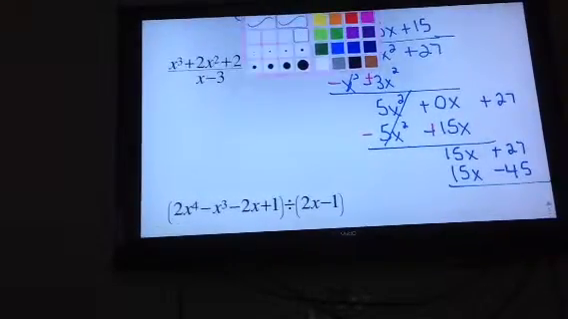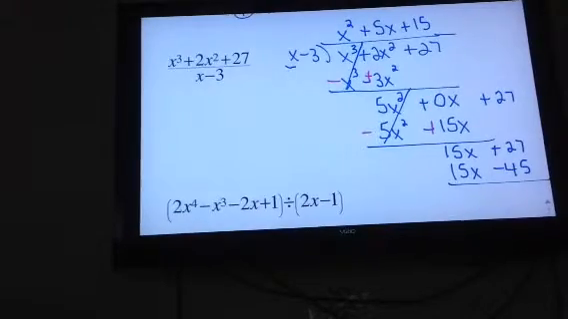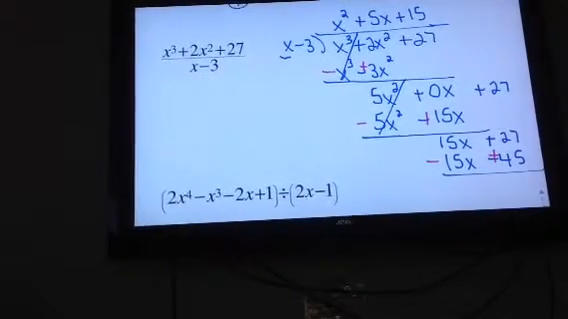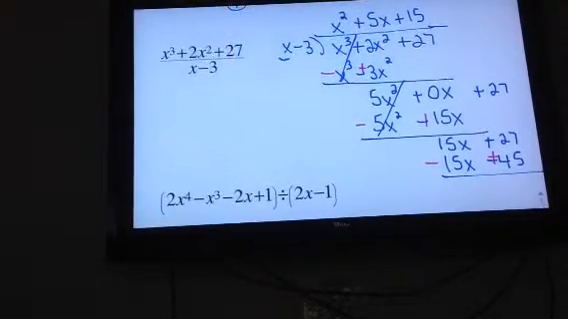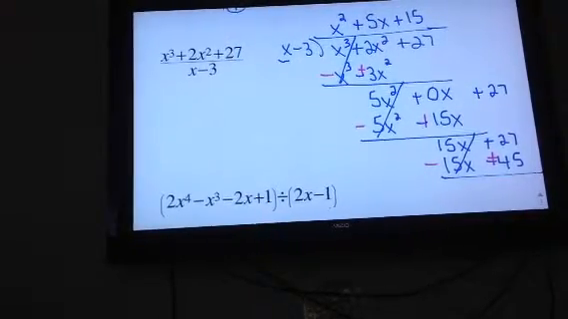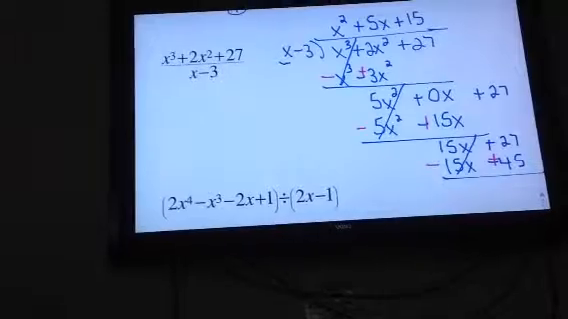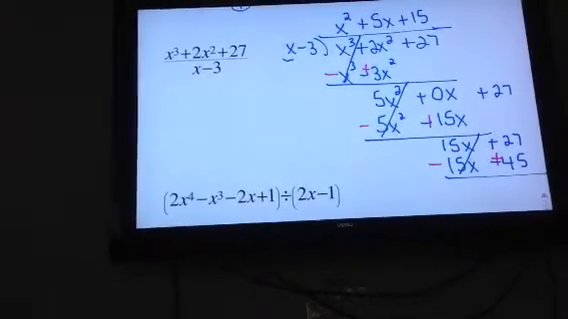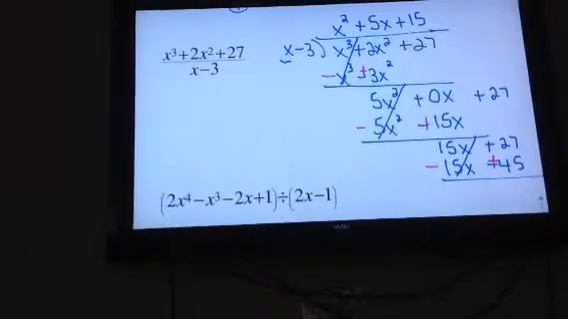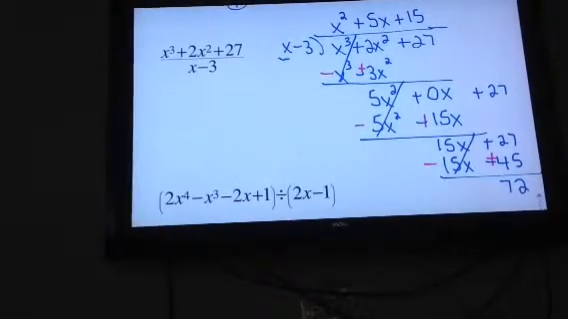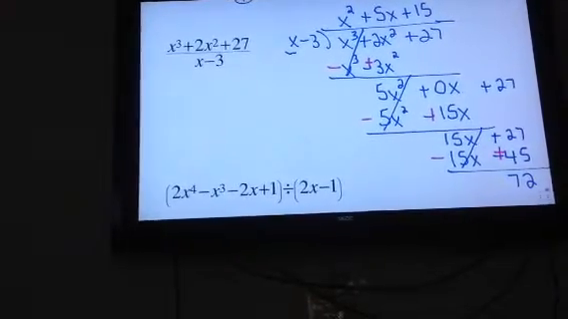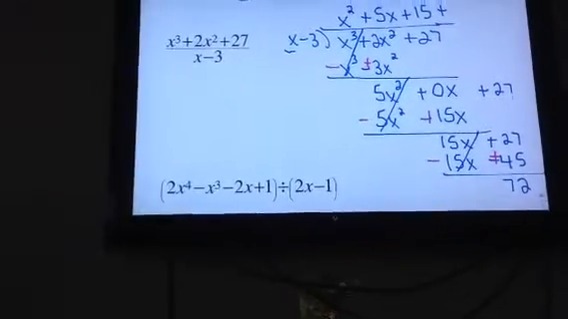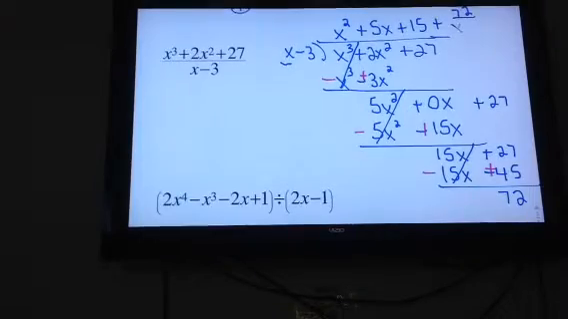At this point in long division, you are subtracting, which is the same thing as changing the signs and adding. So when I add, the first terms cancel, as they always should. If they don't, you've done something wrong. And then I add 27 and 45, and I get 72. A remainder of 72, which is written up on top as 72 over my x minus 3.